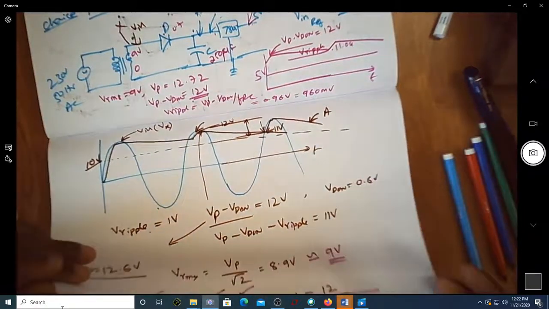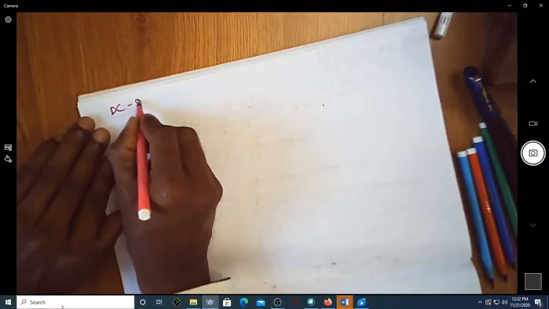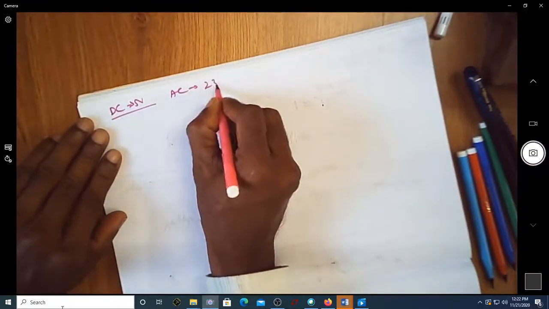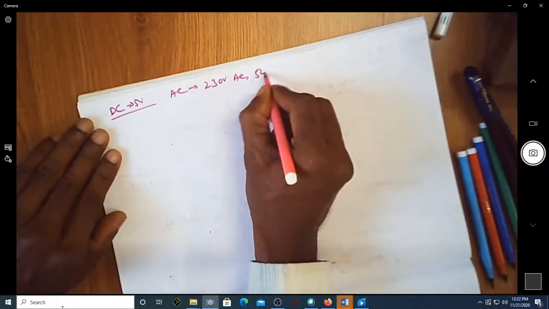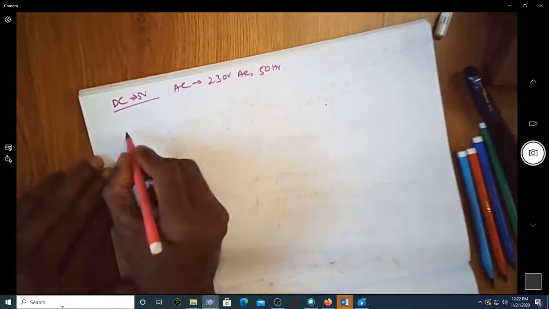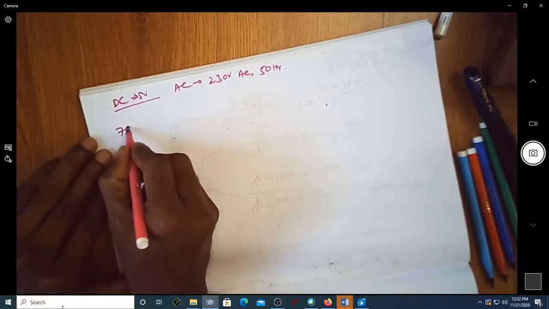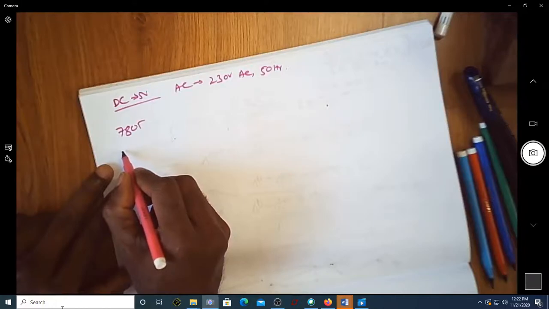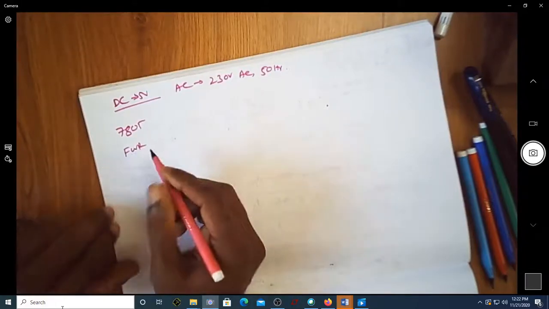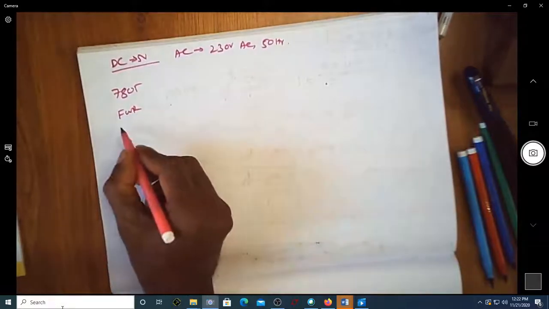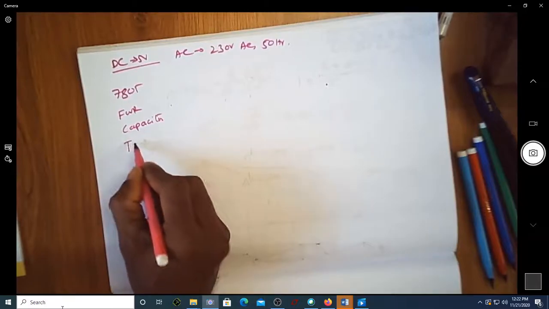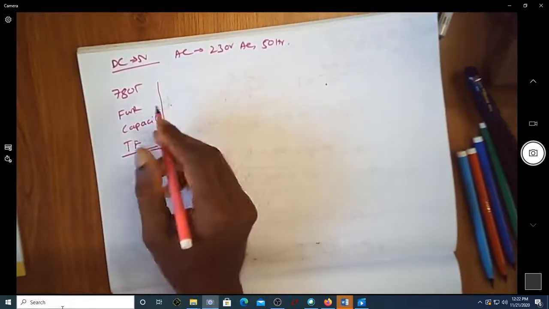So let us do the second design for the same 5 volt DC, that is DC 5 volt from a 230 volt AC 50 Hz signal. So again, I need to have 7805 as a regulator, a full wave rectifier, and a capacitor. Of course, I need to have a transformer. So these are the things I should have.